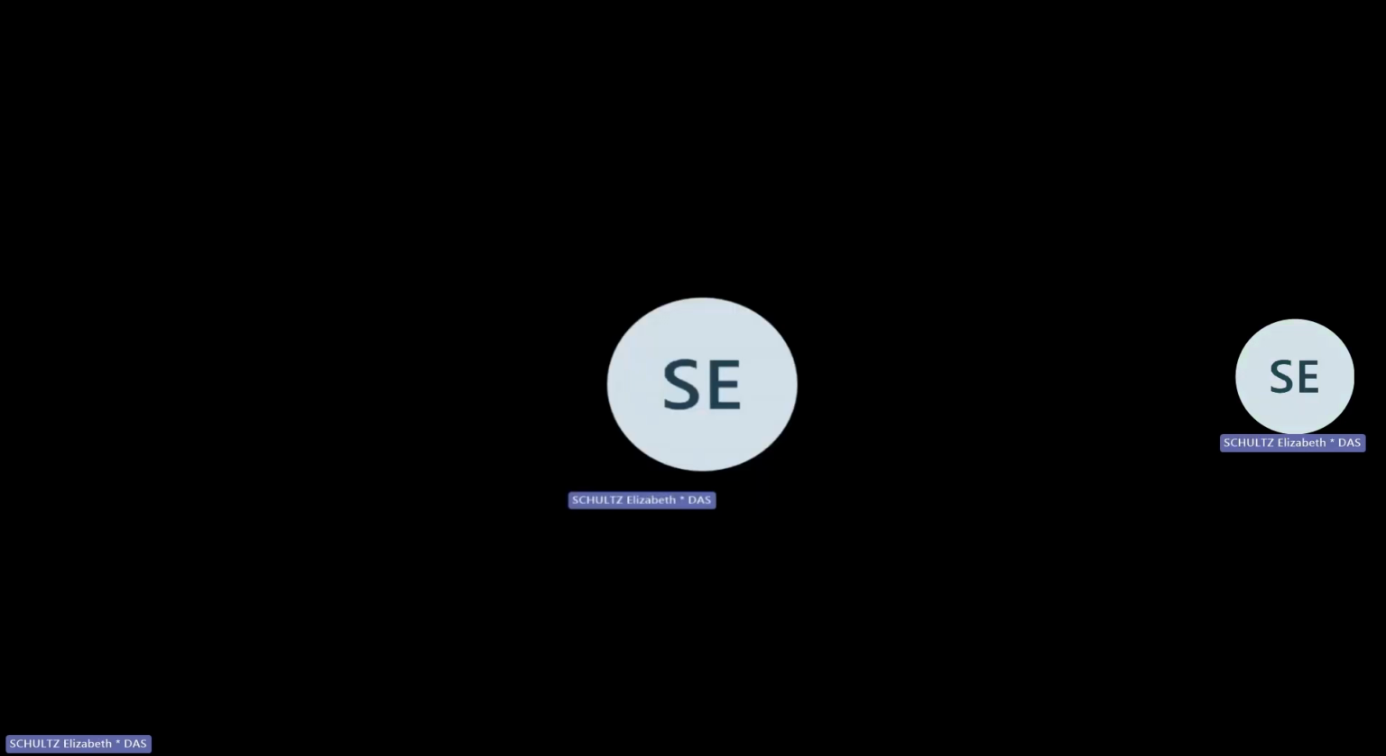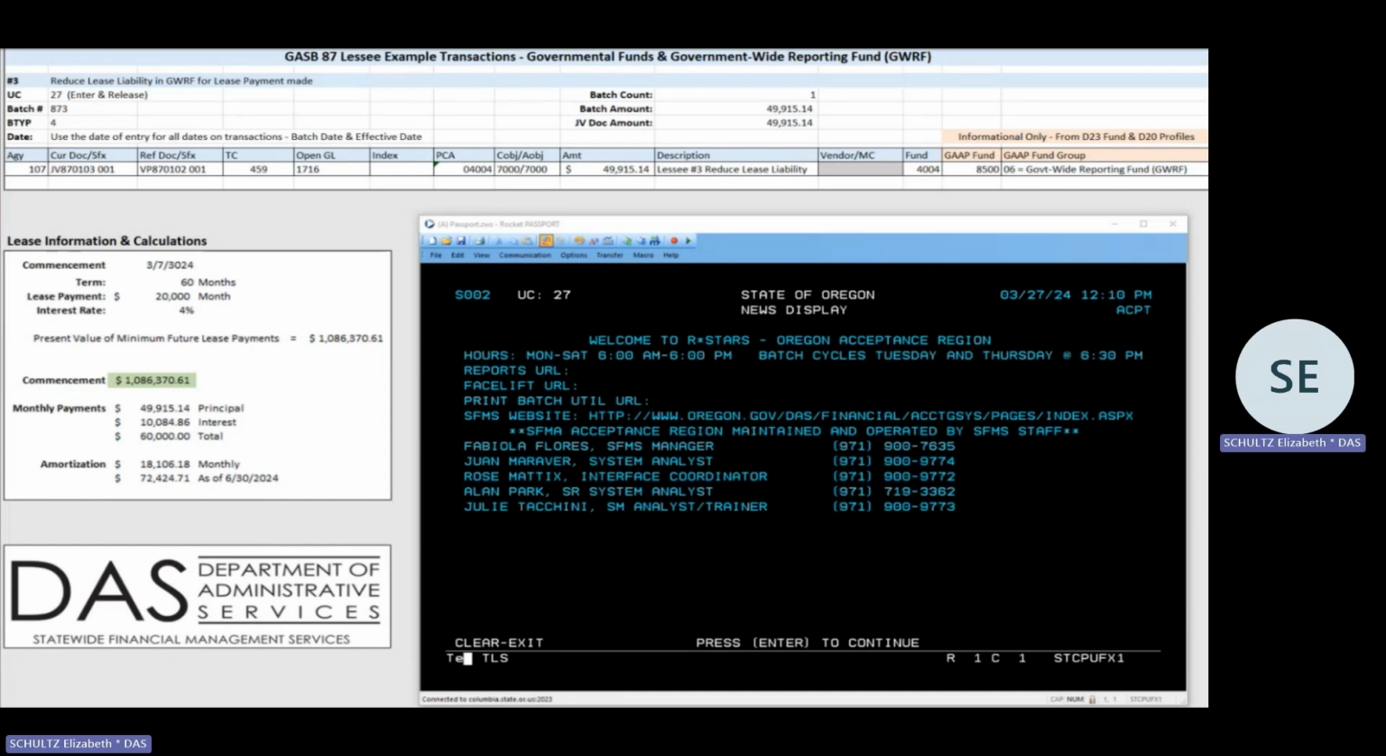I will be entering a single transaction to reduce the lease liability in the government-wide reporting fund for any lease payments that were made during the fiscal year. Our lease information shows that monthly lease payments totaling $60,000 were recorded. I have already mapped out my entries with the document numbers, T-codes, and accounting elements I will need to use. This information is shown at the top of the screen.